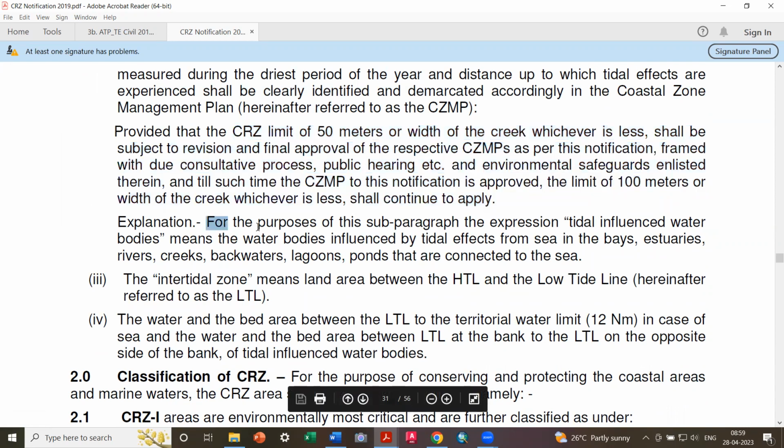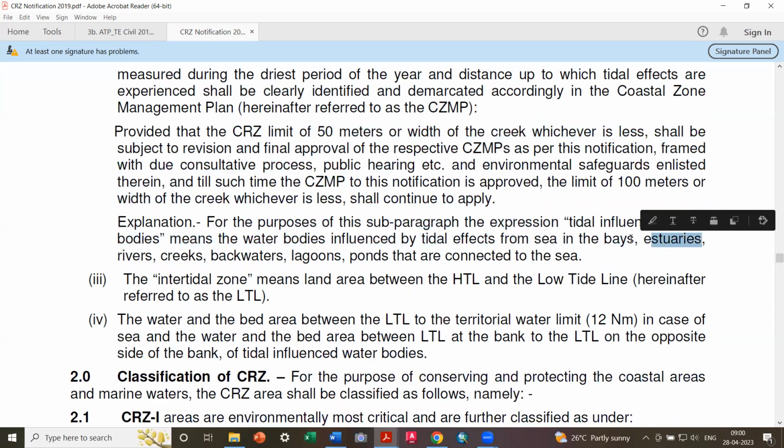So explanation is given for the purpose of this paragraph. The expression tidal influenced water bodies means the water bodies influenced by the tidal effects from the sea in bays. Bay म्हणजे उपसागर, बंगालचा उपसागर म्हणता येईल. Estuaries, openings, rivers, creeks, backwaters. केरळमध्ये backwaters, lagoons खूप आहेत बघा. तुम्ही तिथे हाऊस बोट बघू शकता किंवा तिथे इव्हन त्या कॅनल सारख्या स्ट्रक्चर मधून ट्रान्सपोर्टेशन पण केलं जातं.